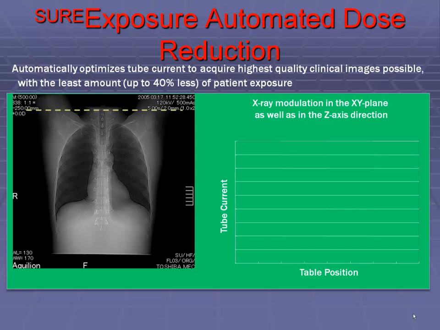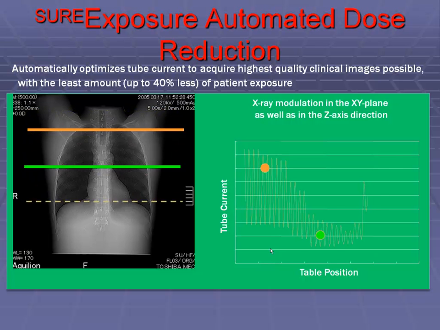You can see here on the picture on the left, this is an image of the chest, and this is called a CT scanogram or a scout view. And prior to all CAT scans, we start off by taking a scanogram or scout view to determine the areas to be scanned. And what the computer does after the scanogram is obtained is it determines the thickness of the tissues to be scanned and then optimizes the amount of radiation needed at each slice to keep the amount of radiation as low as possible while maintaining image quality.